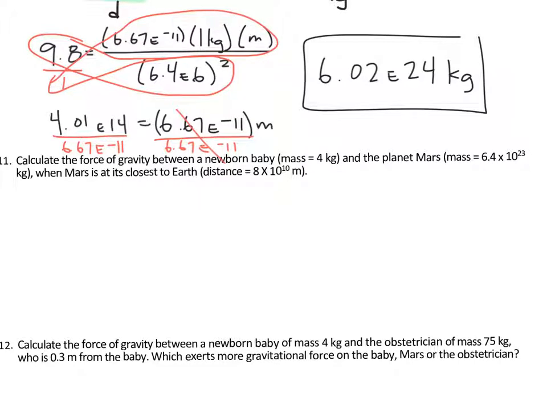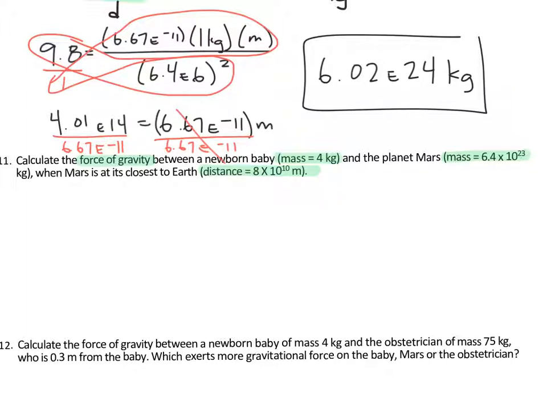When Mars is at its closest to the Earth, a distance of 8.8 times 10 to the 10th. Okay, so I'm looking at this problem, and I see I want to calculate the force of gravity. So I need to solve for Fg. I also know the mass of the newborn baby is 4 kilograms. That's my first m. The mass of Mars, 6.4 times 10 to the 23rd. That's my second m. And the distance between the two is 8 times 10 to the 10th.